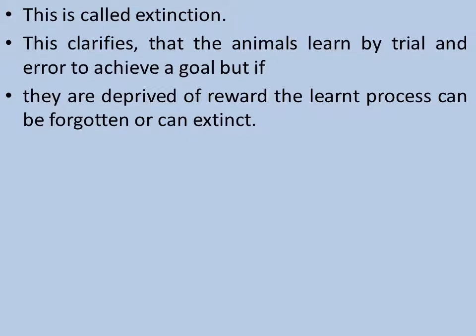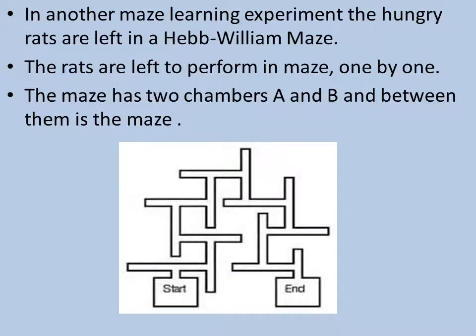John B. Watson is the founder of experiments using a maze. Now, a maze is a device with a zigzag confusing path where only one correct path leads to the goal. You often see in newspapers or magazines some kind of maze which is provided, and there's a puzzle there. In another maze learning experiment, the hungry rats are left in a Hebb-Williams maze. The rats are left to perform in the maze one by one.